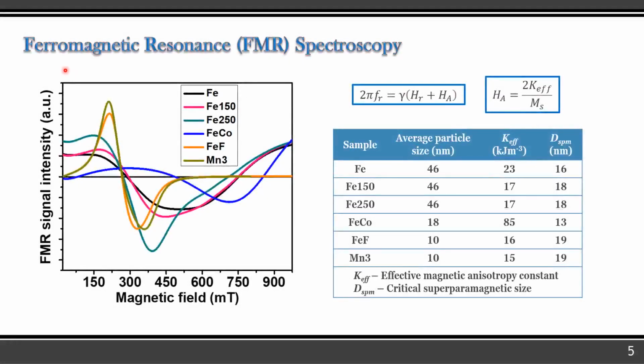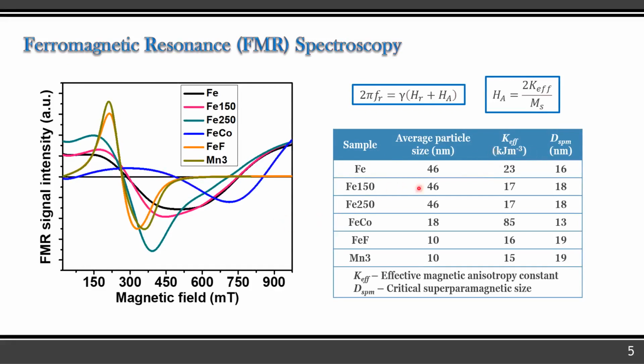From the ferromagnetic resonance spectroscopy, the effective magnetic anisotropy constant of the samples was determined. The figure shows the FMR spectra. The table shows the average particle size determined using the transmission electron microscope, the effective anisotropy constant K effective, and the critical superparamagnetic size D SPM from FMR.